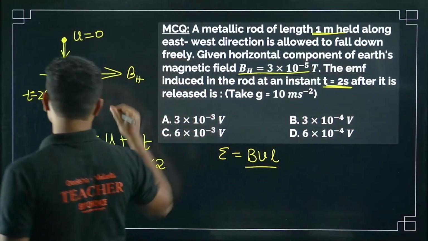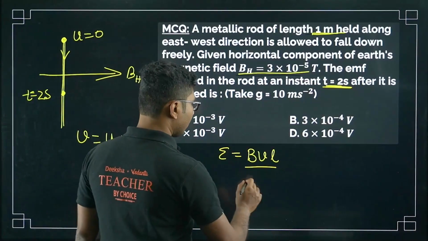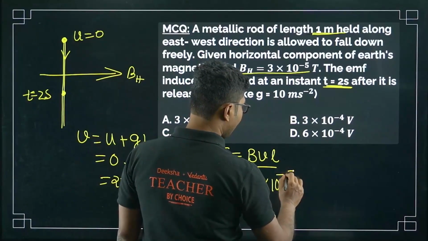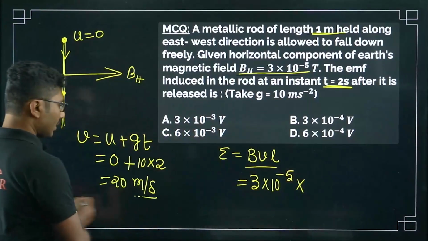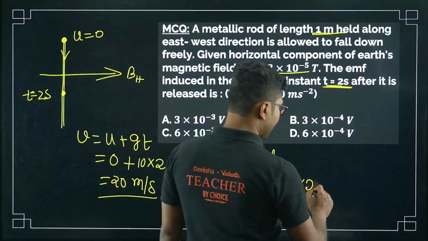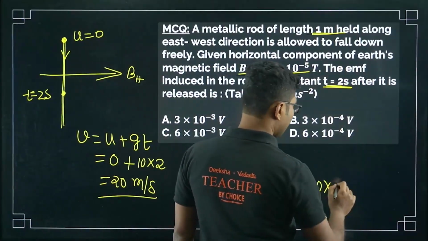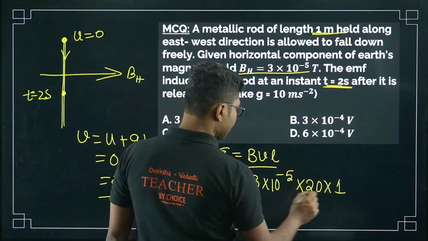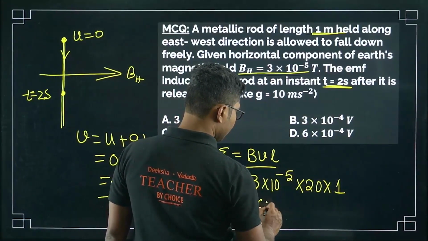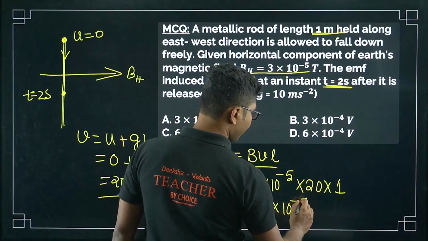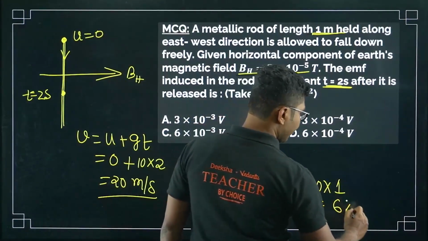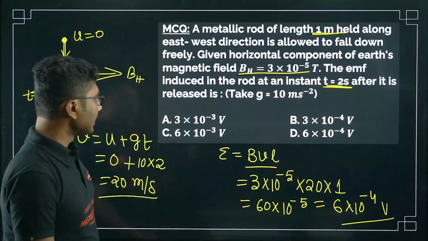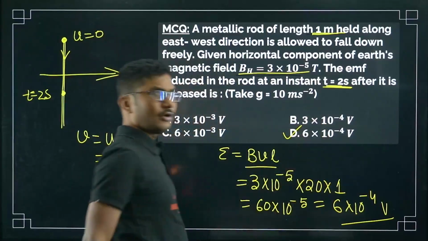Right, now we have calculated the speed, so we can find the induced EMF. B is 3 into 10 to the power of minus 5. V we have calculated, 20 meters per second, and length is given as 1 meter. So this will be 3 into 20, which is 60 into 10 to the power of minus 5, or 6 into 10 to the power of minus 4 volts. So the answer is 6 into 10 to the power of minus 4 volts.